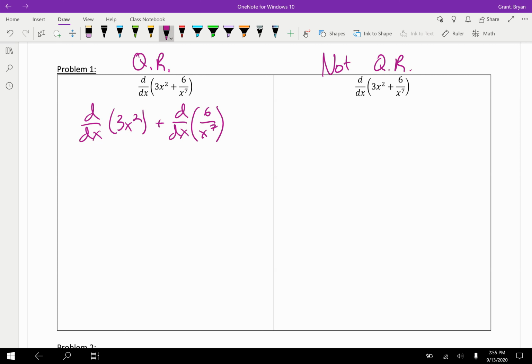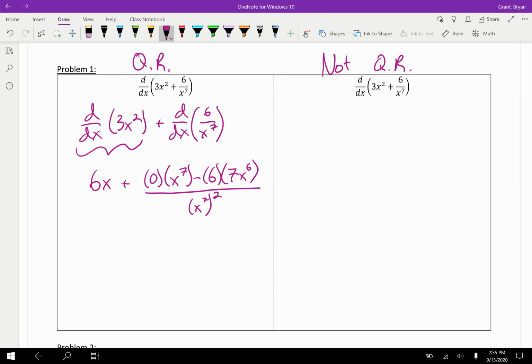So 3x squared, nothing too terrible. That just becomes 6x. The second one, here comes our quotient rule. Derivative of the first, keep the second the same, keep the first the same, derivative of the second, 7x to the 6th. No negative exponents here. Quotient rule keeps it as written. And this is x to the 7th, of course, squared. Now, you can stop here, and I am going to stop here, because why do more work if we don't have to? Let's go ahead and try the not the quotient rule.